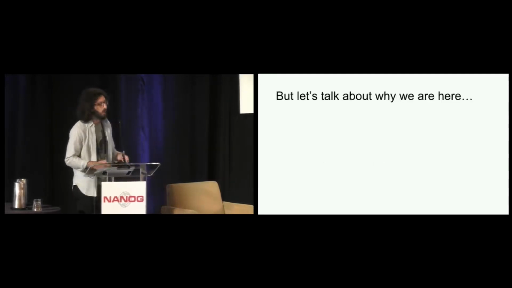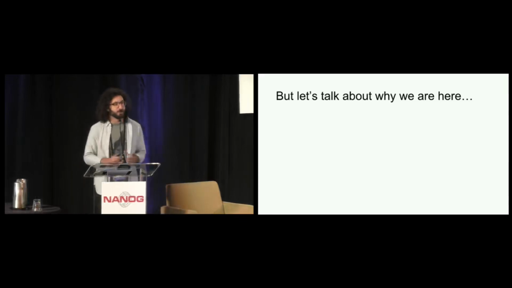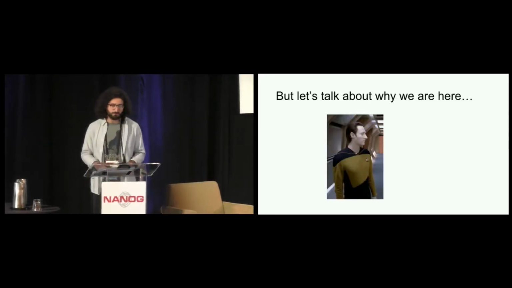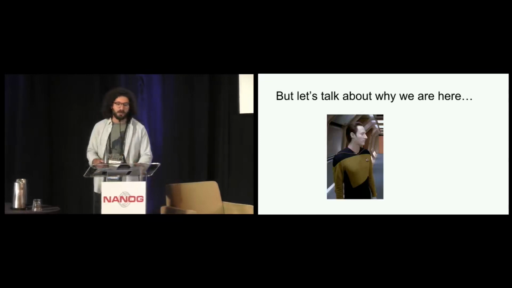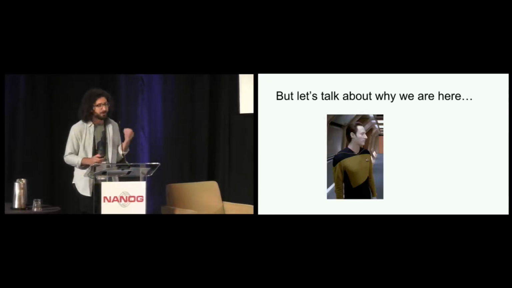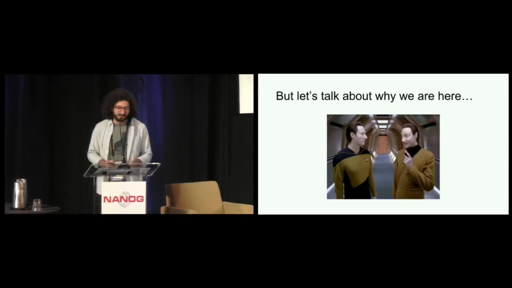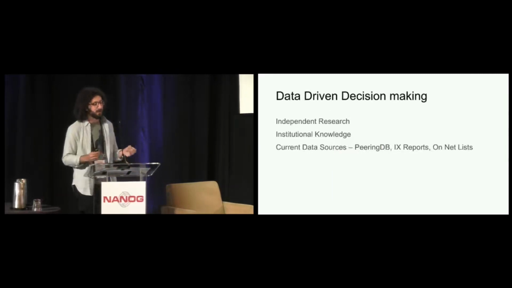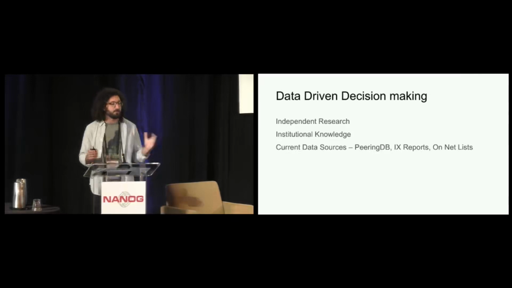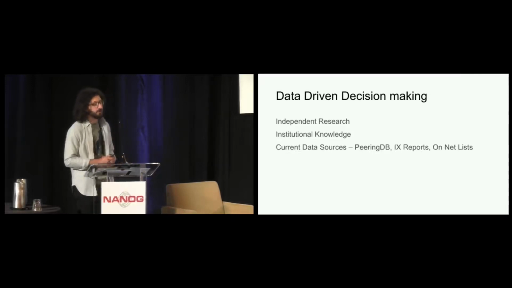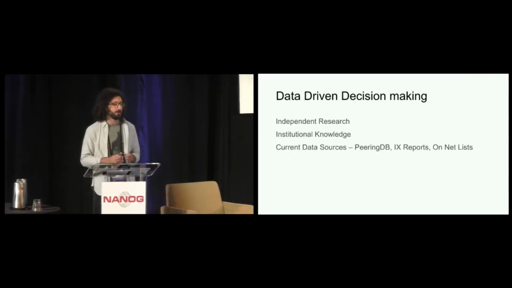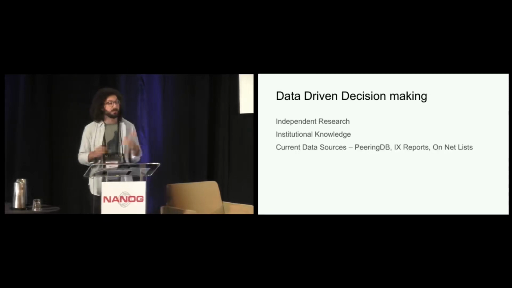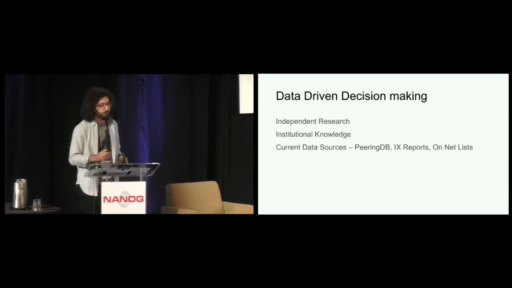So, like we were saying, when you have really good data, which seems like everyone really wants, when it's accurate and actionable, it's like having a really good member of your crew. But when your data is out of date, when it's not functioning properly, or you can't make good decisions and rely on it, it can mess up your plans. So we know that data-driven decision-making is how we get really good stuff done. And that's based on everybody's independent research, institutional knowledge in the industry, and current data sources that are available to all of us. So PeeringDB, Internet Exchange reports, on-net lists, sometimes marketing materials. There's a lot of data out there. So let's talk about one.